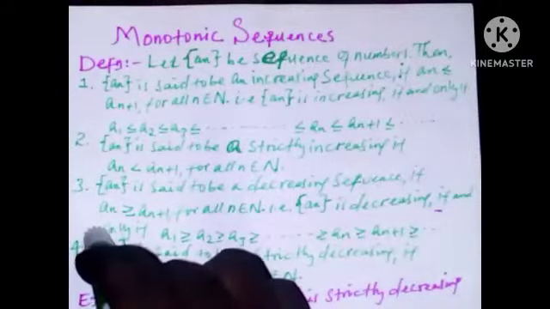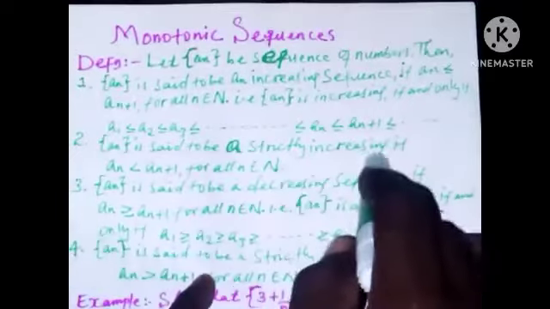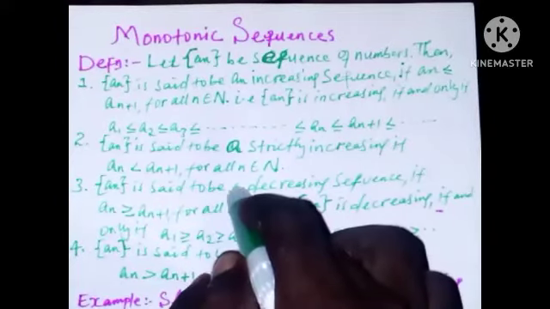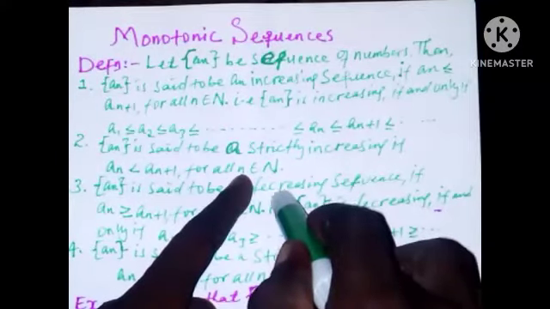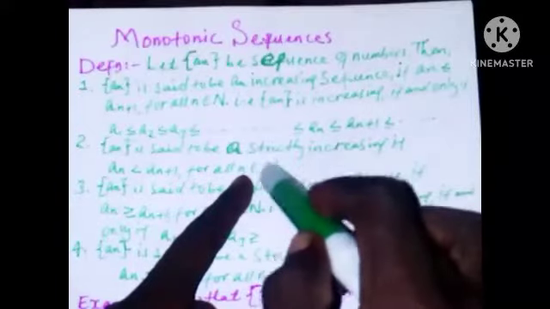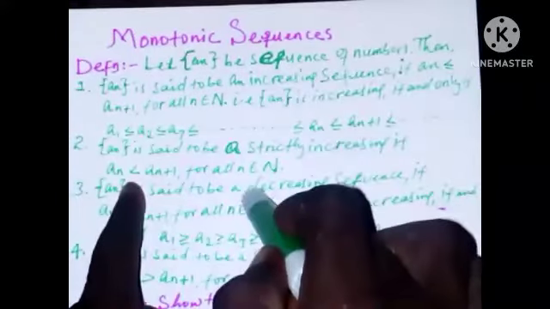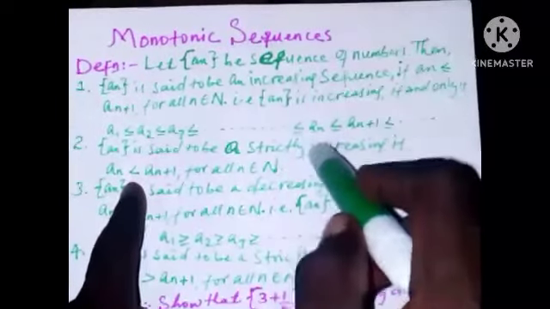Okay, rule 2. A sequence a_n is said to be strictly increasing if a_n is less than a_(n+1) for all n an element of the natural numbers. If you have n, it means we substitute the values 1, 2, 3, up to infinity. If all the elements of n are natural numbers and a_n, the first term, is less than the second term, or the second term is less than the third term, we say that it is strictly increasing.